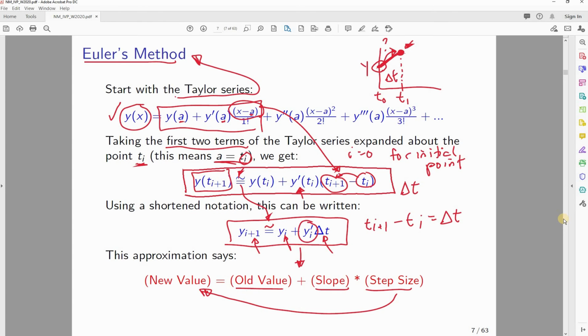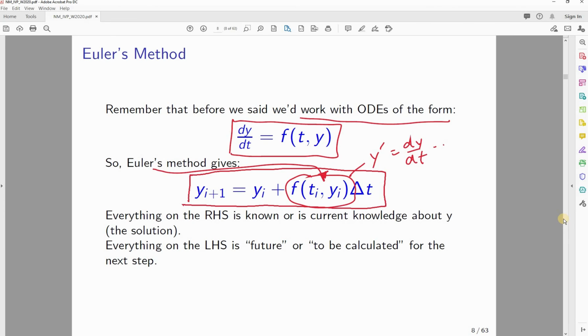This guy right here, down to that function of ti and yi. So then everything on the right hand side is known or is current knowledge about y. Okay, we know yi, we know ti, and we know then how to call that function because that's given information, and of course we know the time difference between 2 values.